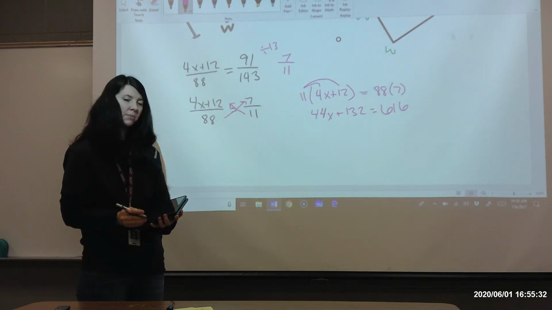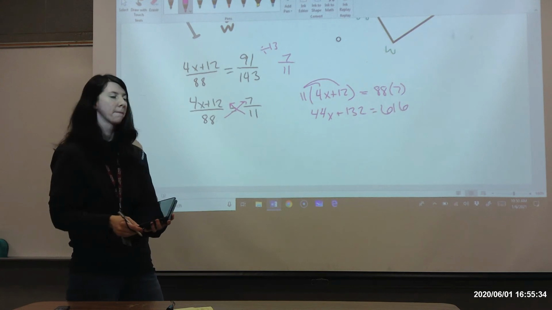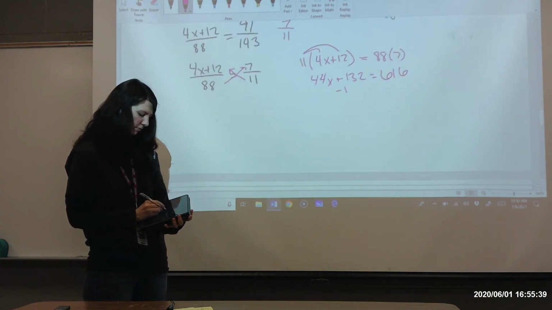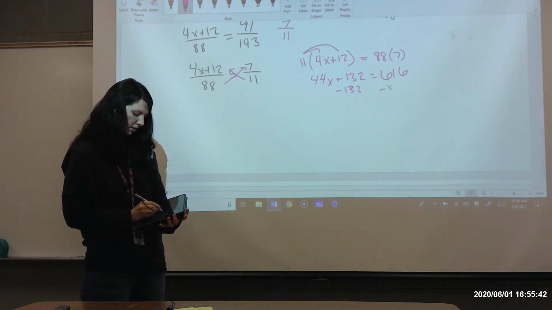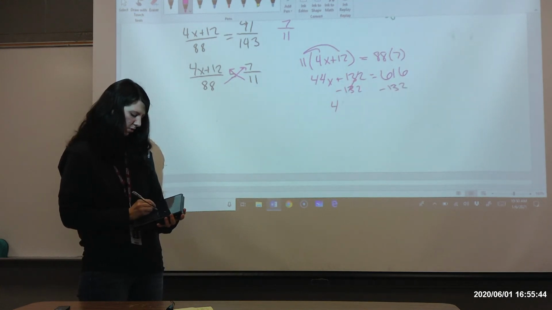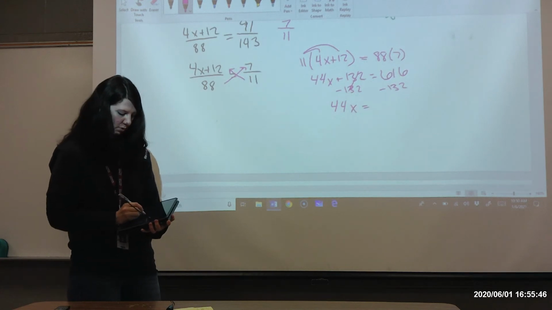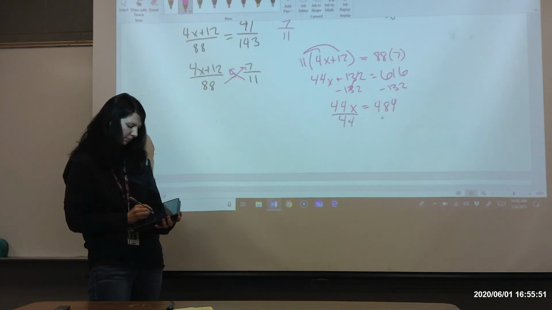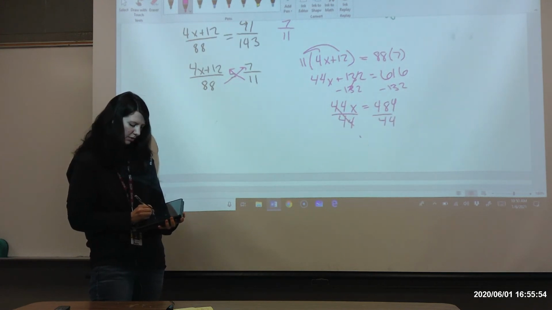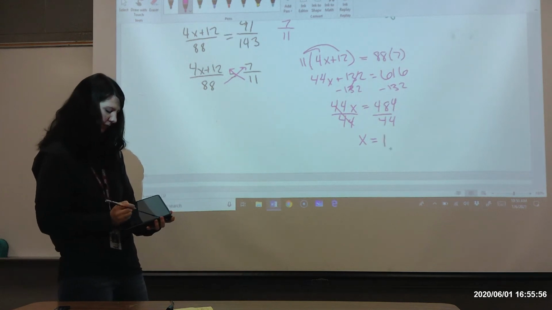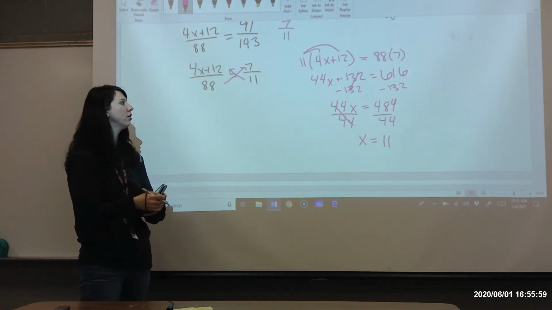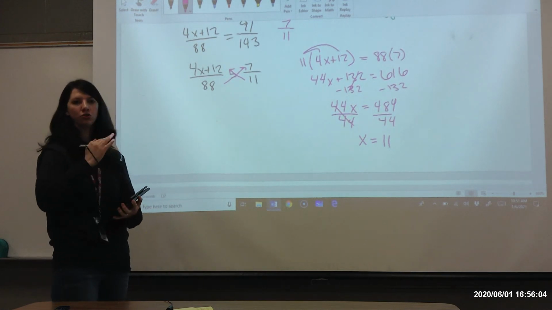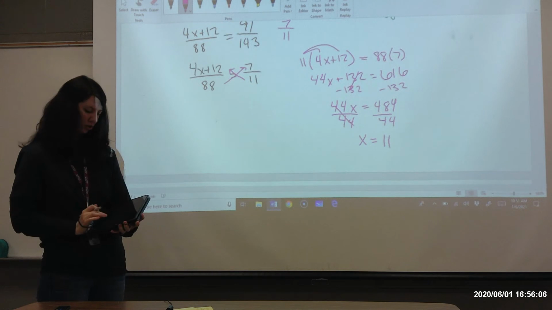What would be your first step in solving this equation? Yeah, we want to subtract the 132. And that would give us 44x equals 484. And then I'm going to divide by the 44. And x would be 11. Again, you could plug in to check your answer if you weren't sure you did it correctly. Okay, so those were just two straightforward find the missing piece using similar triangles.